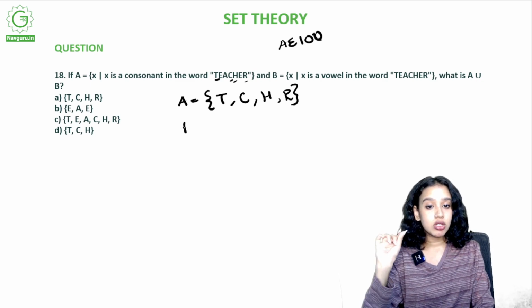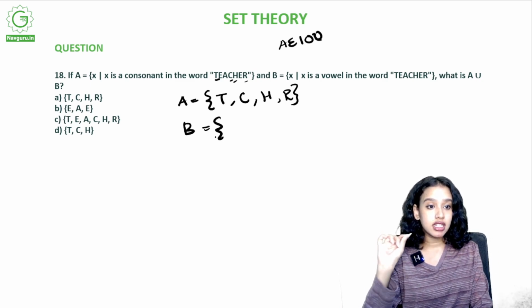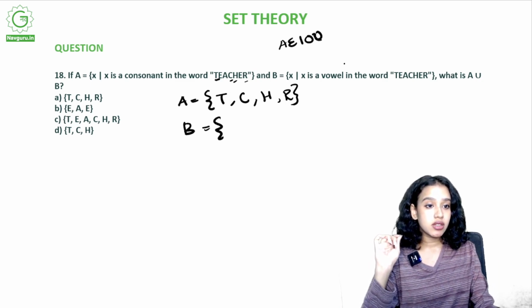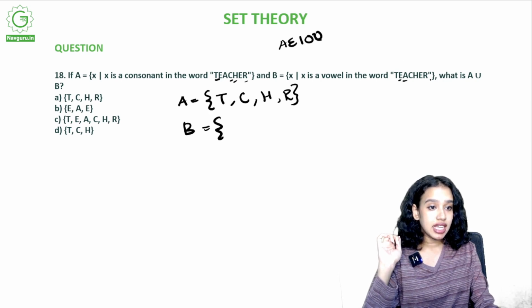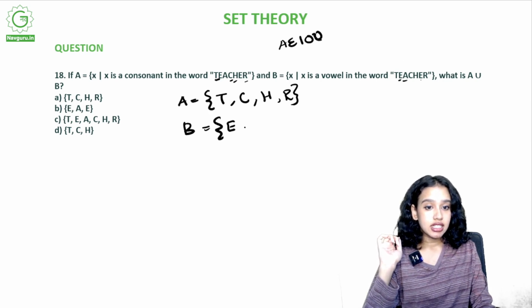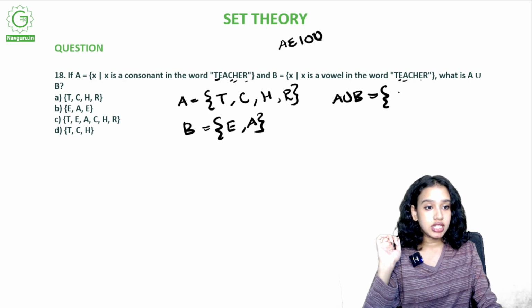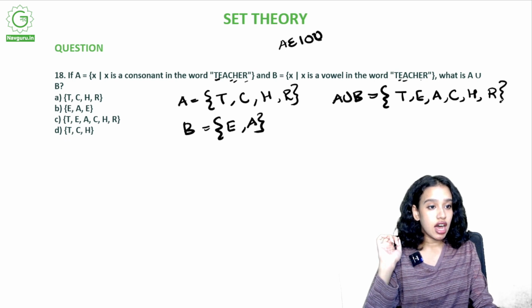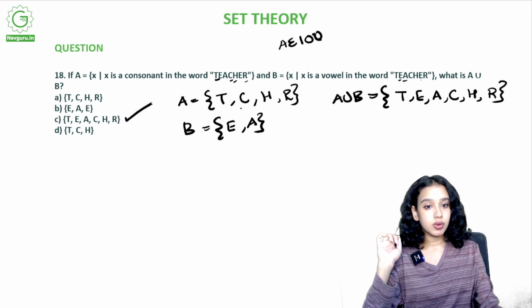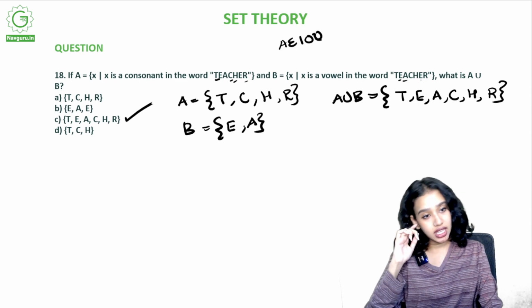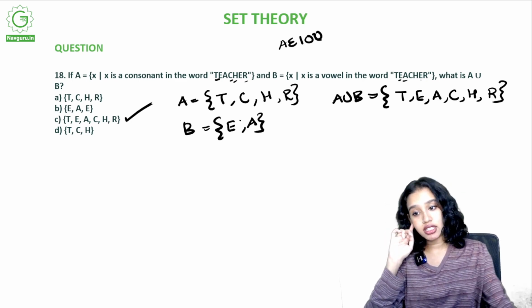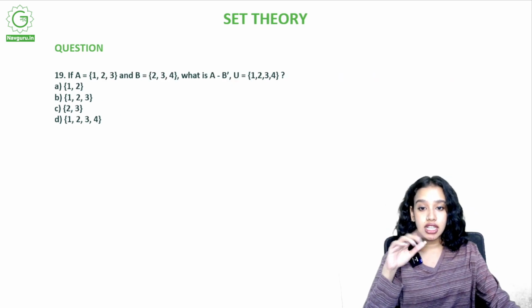Now B is equal to X such that X is a vowel in the word teacher. So what are the vowels in the word teacher? We have E and A. It's again E, so we'll write E and A. Now we have to find A union B. A union B would be equal to {T, E, A, C, H, R}, right? So we have T, C, H, R, E, A or T, E, A, C, H, R. Now let's move on to the next question.